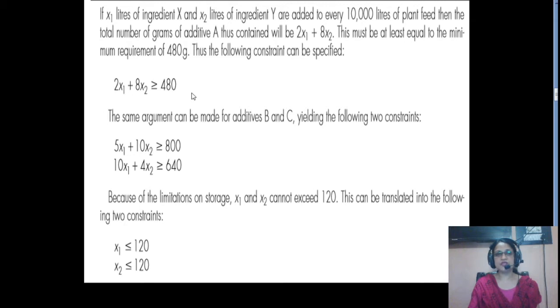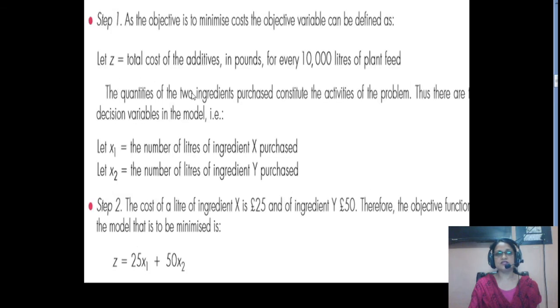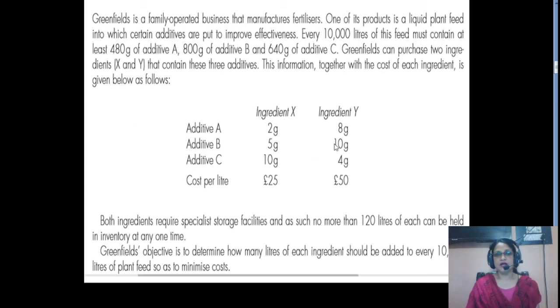Now you have to see how the inequality has changed. Here the feed must contain at least these amounts. In the previous question, you saw the supply was limited to 480 grams. But here the question says that you have to add a minimum of 480 grams of additive A, 800 grams of additive B and 640 grams of additive C. So these additives can be increased beyond this quantity also, but they should be present at a minimum of this quantity, right?